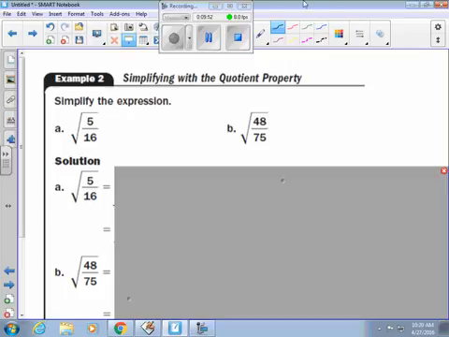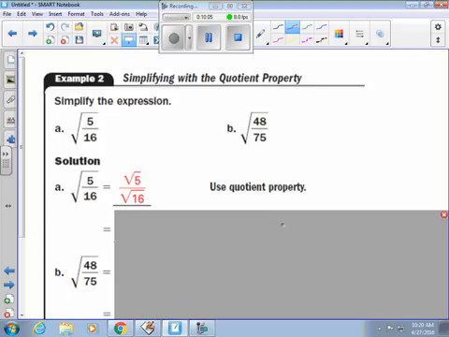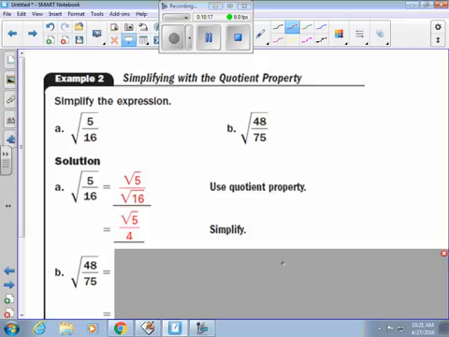So for example number 2, we have the square root of 5 over 16 and the square root of 48 over 75. The square root of 5 over 16, the first thing you do with the quotient property is you separate it into the square root of 5 over the square root of 16. That's all you do. Then you take the square root of both of those if they're perfect squares. The square root of 5, there's no perfect square in it, but the square root of 16 is 4. That's all you do with that, the square root of 5 over 4.